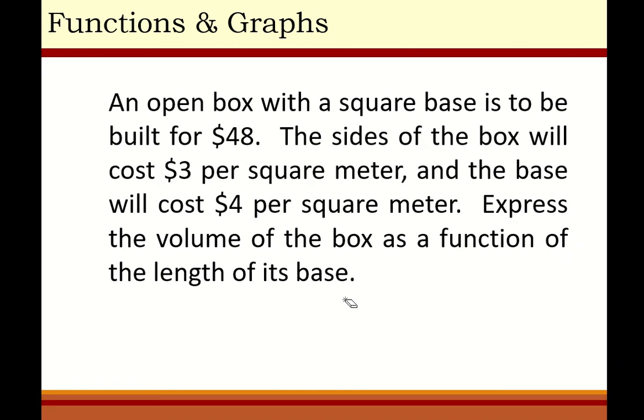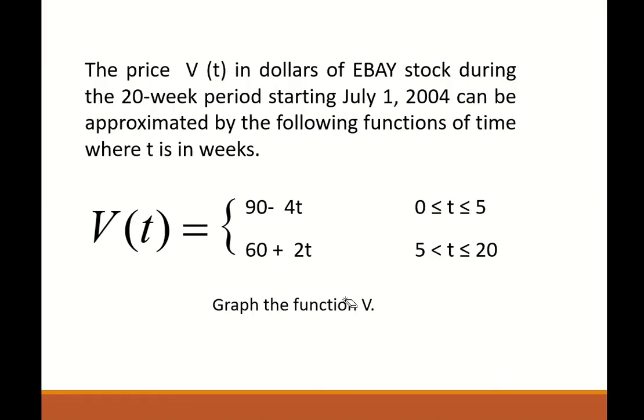Another one is an open box with a square base to be built for $48. The sides of the box will cost $3 per square meter, and the base will cost $4 per square meter. Express the volume of the box as a function of the length of its side. Okay, so this is a very interesting problem or example.